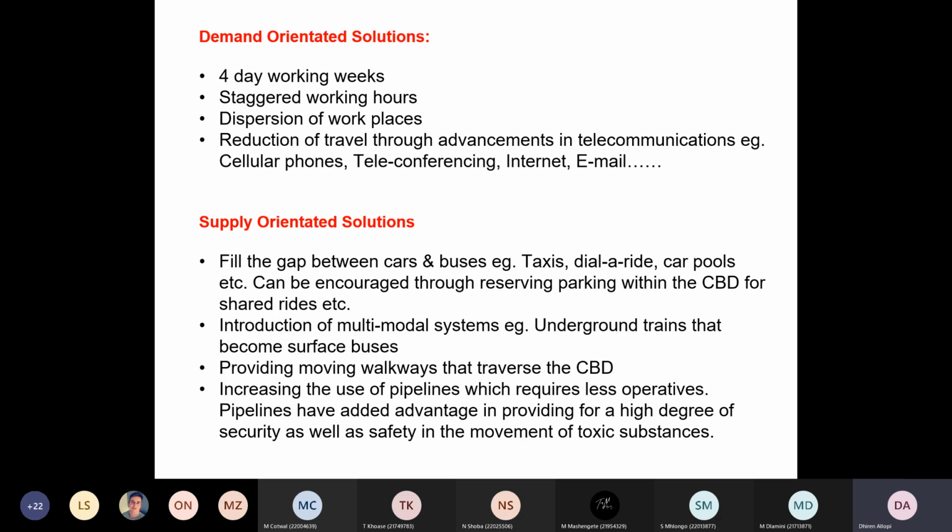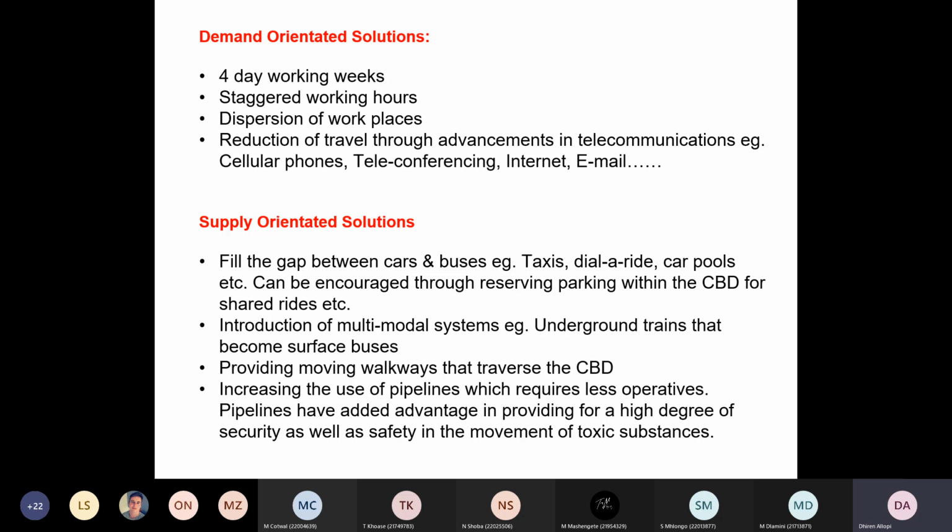So there's various solutions, multimodal systems we spoke about, where you, for example, travel in a metro rail, underground rail system, get to the surface, and then board a bus. Same ticket, so we refer to that as a through ticketing system. This comes under multimodal systems, integrated systems. Some cities have these moving walkways, so you don't have to get onto a bus. By simply getting onto these walkways, you can get from point A to point B in the CBD.